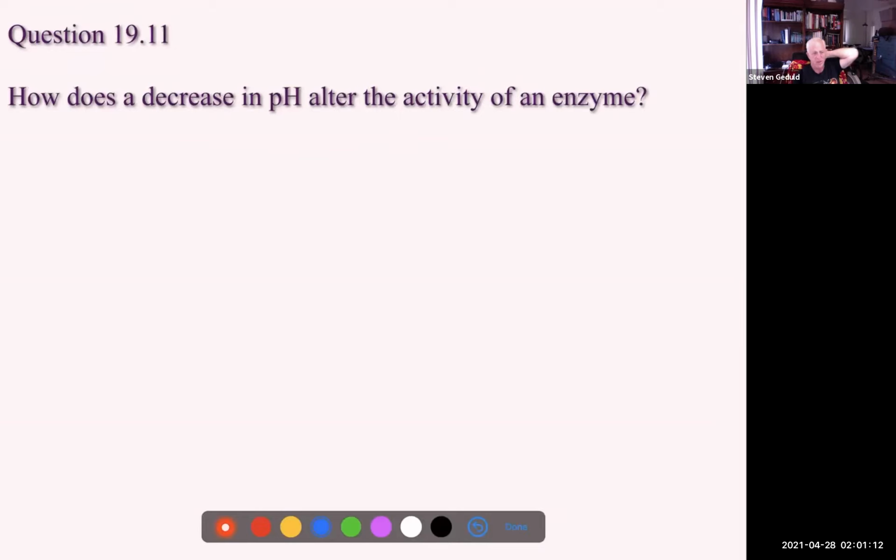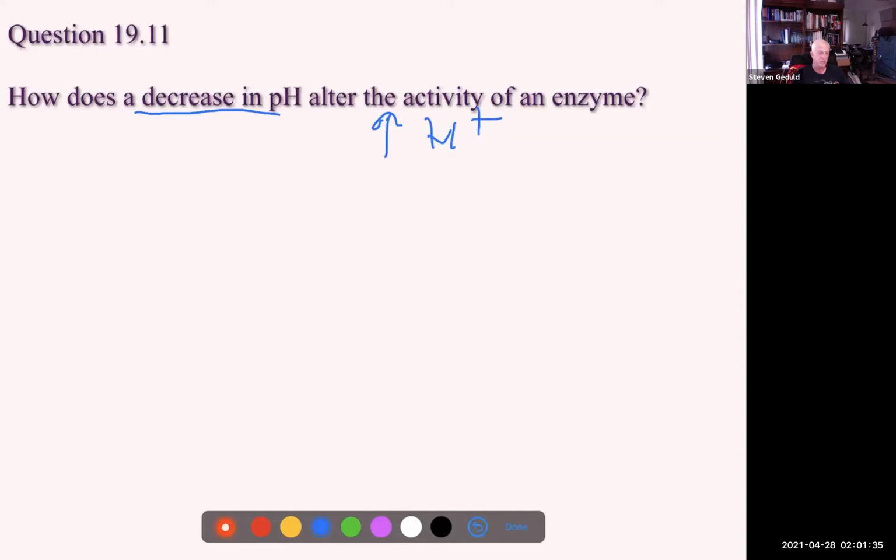So how does a decrease in pH alter the activity of the enzyme? If you decrease the pH, you're making it more acidic. You're going from 7 to 6 to 5 to 4. In other words, you're decreasing pH, you are increasing the H plus, increasing the acidity. So what's going to happen to the activity of the enzyme? It's going to denature, right?